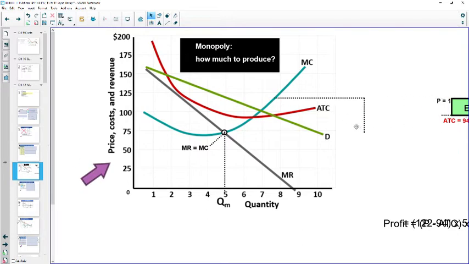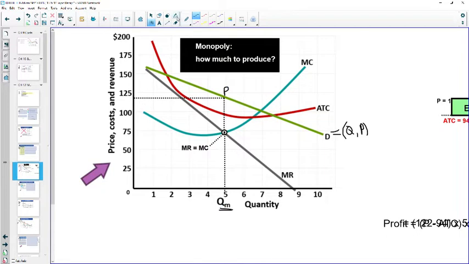So let's follow this line and see where the price is. Now remember, price is always on the demand curve. Every single point on the demand curve, we have quantity on the x-axis and price on the y-axis. So if we're going to produce the quantity little m of a monopolist, the price is determined by the demand curve. Now, for this monopolist, it turns out that the average total cost to produce QM is down here on the average total cost curve.